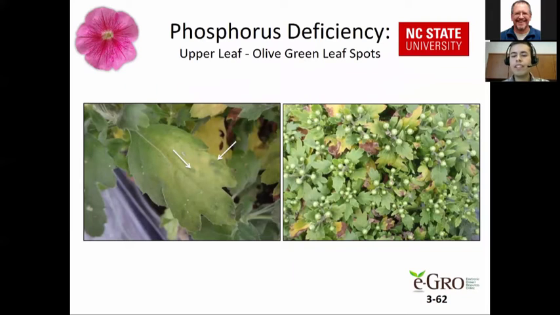So here is e-GRO Alert 362 if you want to read more about this initial report of the symptoms occurring on mums. You can see in the picture on the left that there's general chlorosis with olive green leaf spots that we just talked about. And in the picture on the right, you can see the all-over necrosis and chlorosis just below the flower buds. Obviously this can be a very catastrophic symptom that can cause major losses in your crop.